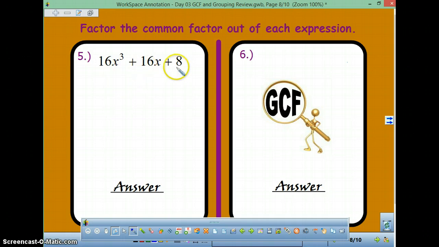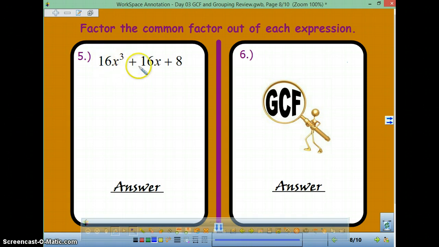If you have 3 terms, you still need to find a common factor that goes into all 3 terms. So let's look and see. First, I look at the number part. What number goes into all 3 of those? Let's say I choose 4. 4 goes into all 3. What variable goes into all 3? There isn't a variable here, so there's no variable as part of my GCF.